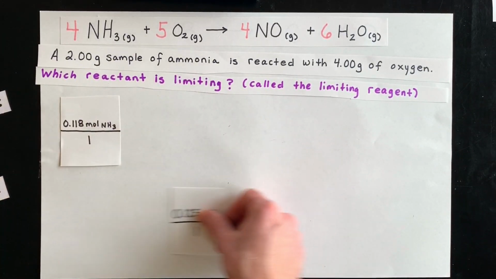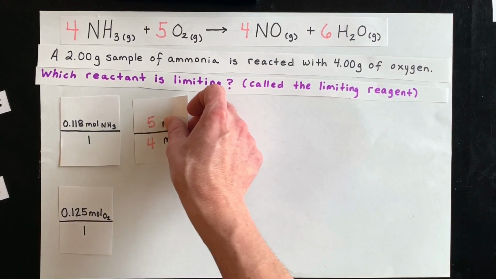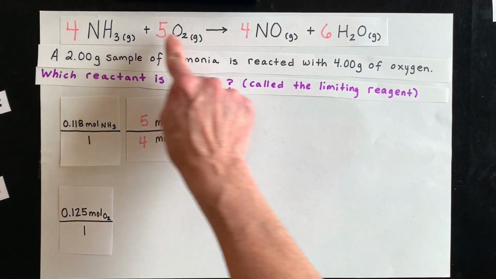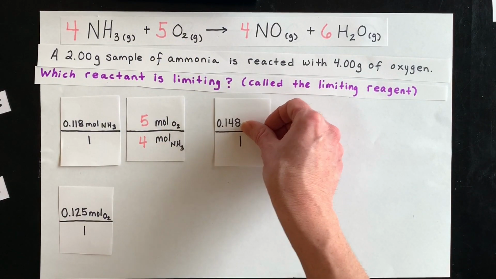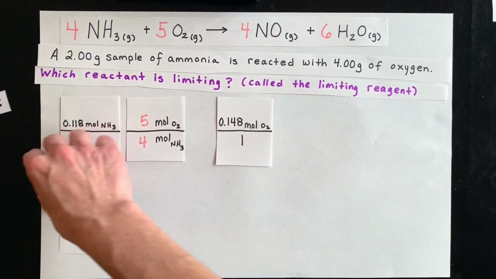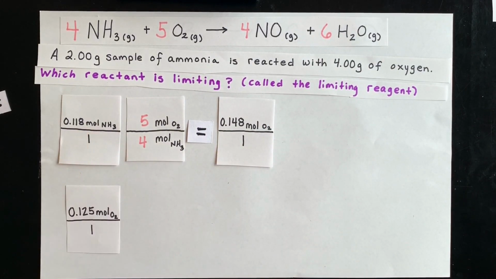Then we have to figure out which one of these mole amounts is going to limit our reaction. So if I have 4 moles for every 5 that I need, I would get this amount of oxygen that I need. So I'm going to put my equal sign right here. This is the amount of oxygen that I'm going to need to react away all that ammonia.